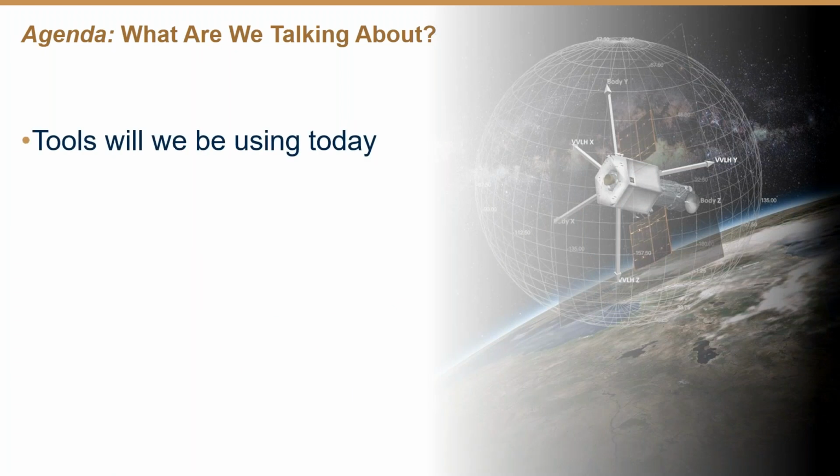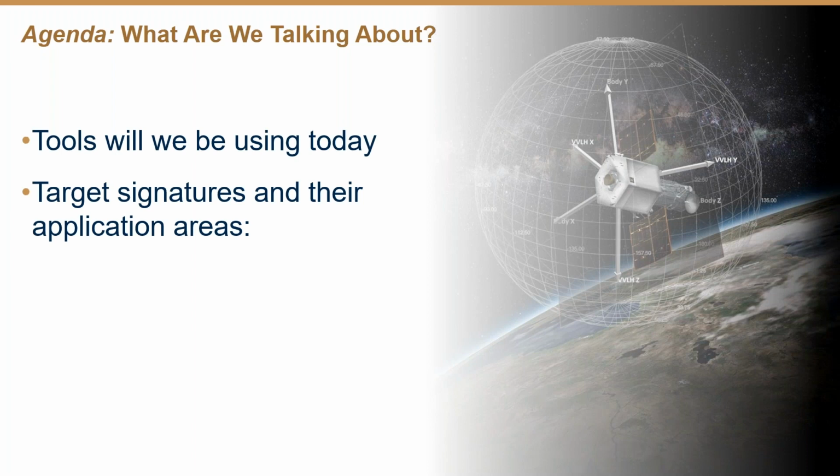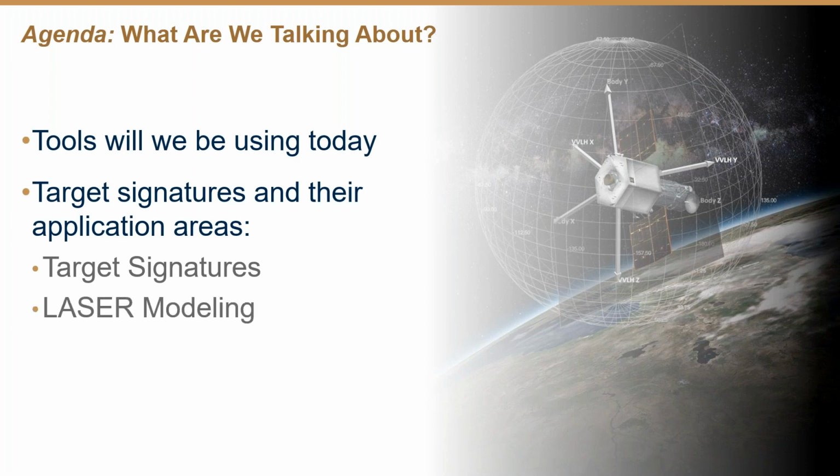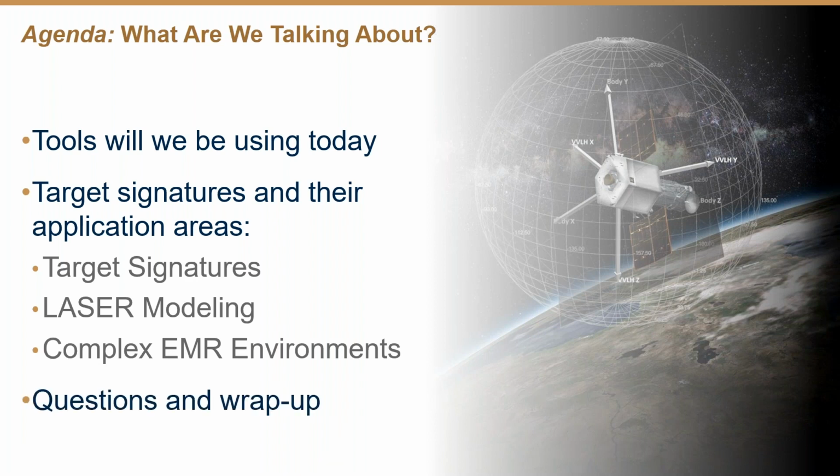So briefly, I'm going to go over the agenda for today. I'm going to mention the tools that we'll be using. Then we're going to say, all right, what are these target signatures, and specifically, where can you use them? I'm going to mention target signatures in general. I'm going to talk about ways to design these high-level sensor or target characteristics. That's great for doing laser modeling. And finally, what if you have a whole bunch of these illumination sources at once? Well, now all of a sudden you have a complex electromagnetic radiation environment that you need to worry about. So we're going to cover all three of these. Finally, we'll answer any questions and wrap things up.